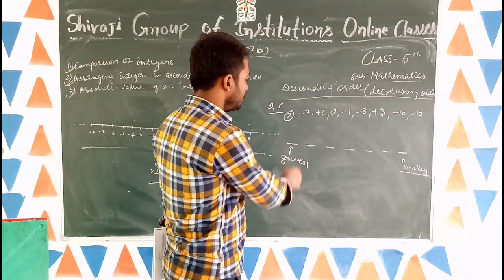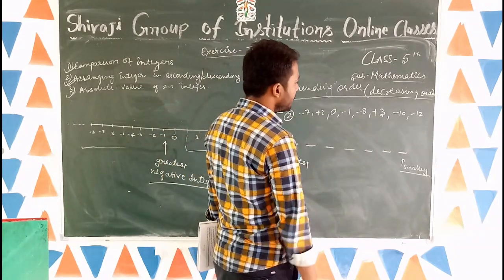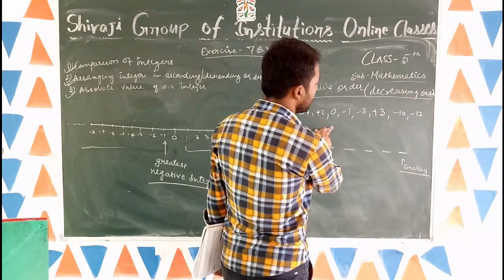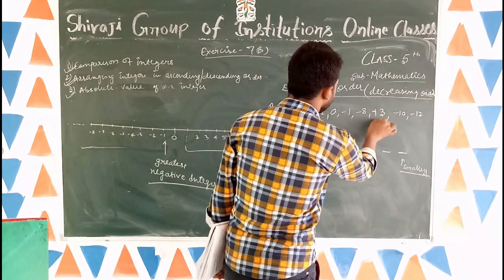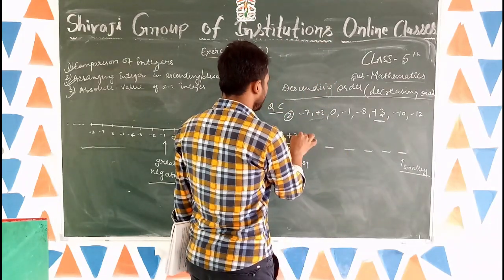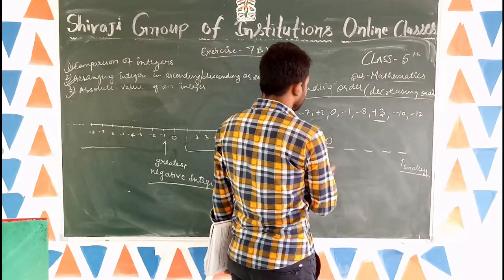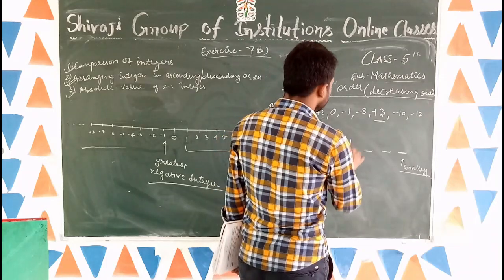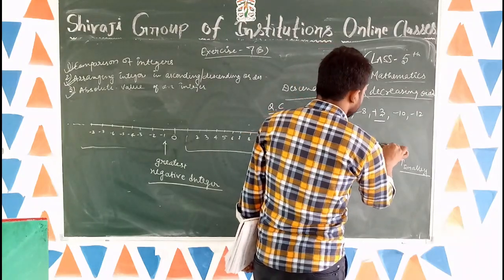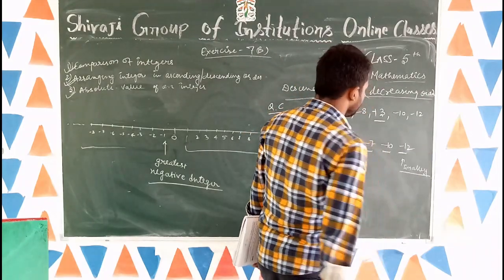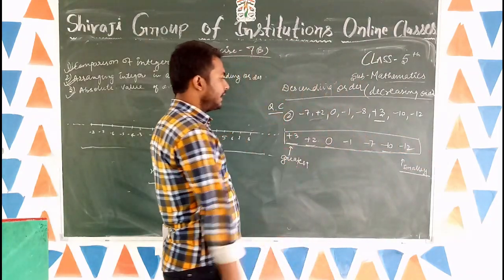Okay students, now put the number in these boxes. So what is the greatest number in this series? Here plus 3 is the greatest number. Okay, so plus 3, then plus 2, then 0, and then minus 1, minus 7, minus 10 and minus 12. So this is the series which is in a descending order.